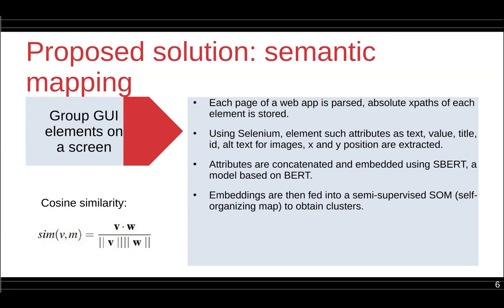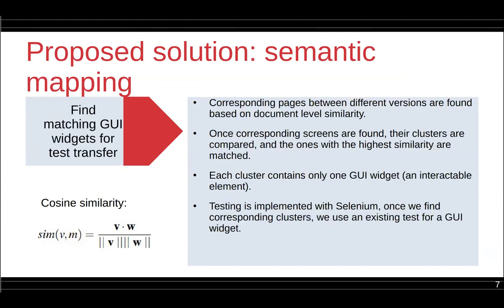So cosine similarity here is the similarity between two vectors. We use sentence-level vectors here, so these are not word or document level, but sentence level. Then again, we also need to find corresponding pages between different versions, and here again I use cosine similarity. So I use document-level embeddings and then I find the matching ones with the highest cosine similarity score. Once corresponding screens are found, their clusters are compared and the ones with the highest similarity are matched.